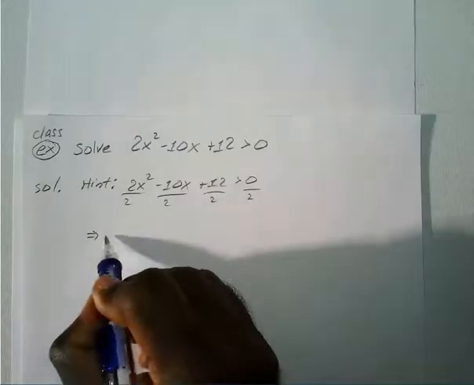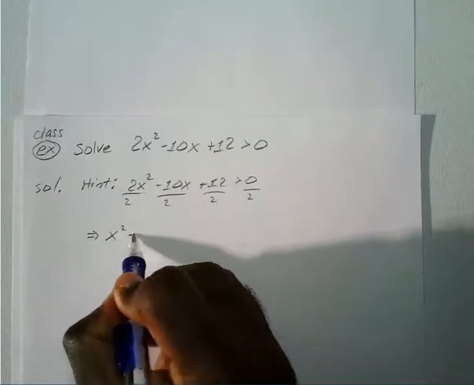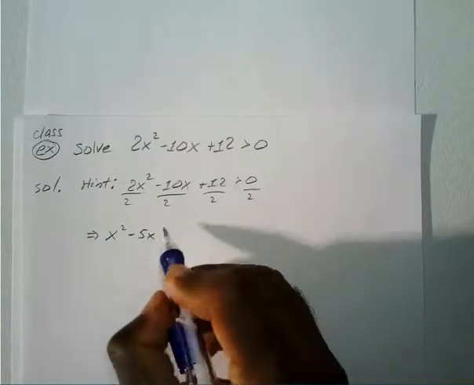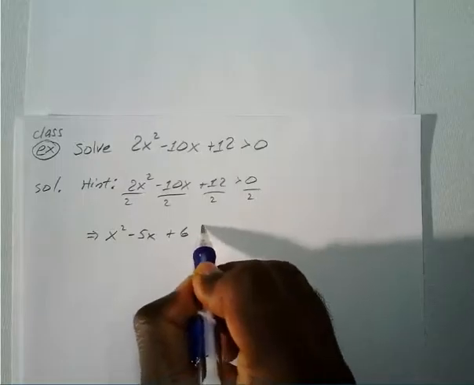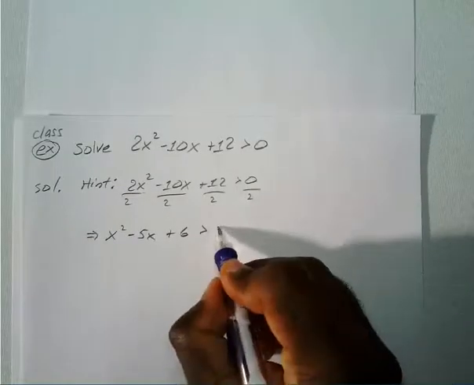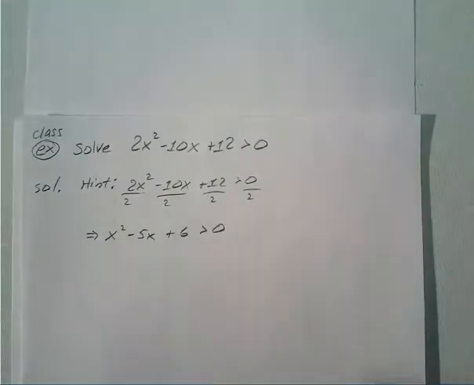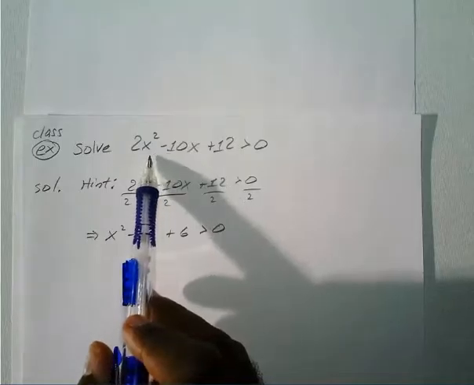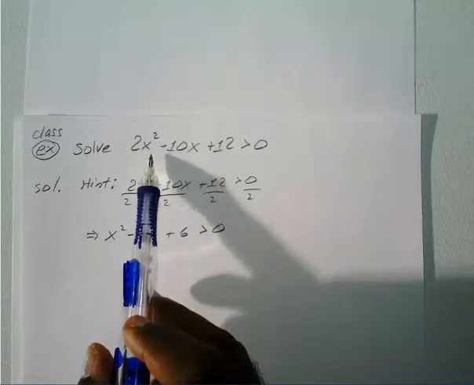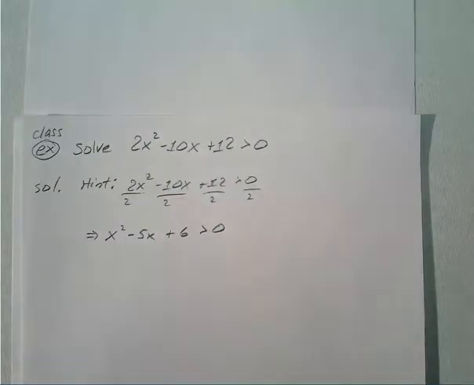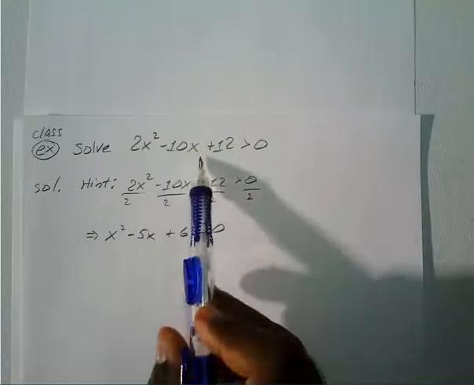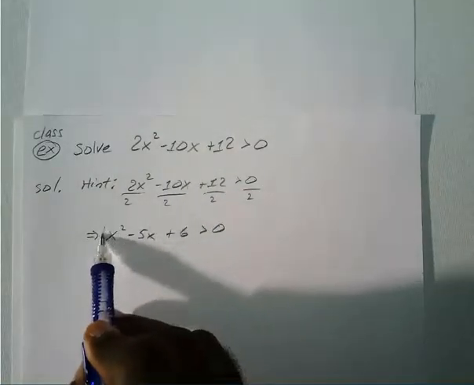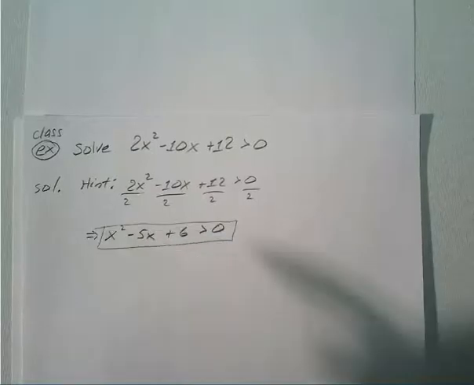2 divided by 2 is 1, so you have x squared minus 5x plus 6 is greater than 0 divided by 2, which is 0. So it kind of takes away the need to use the quadratic formula or the A times C method. So instead of working with this one, we can work with this one.